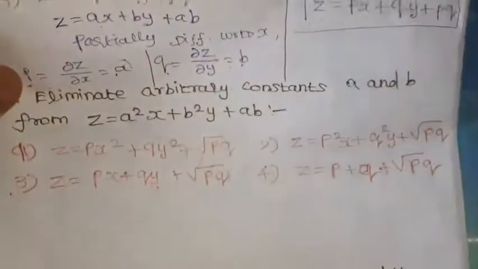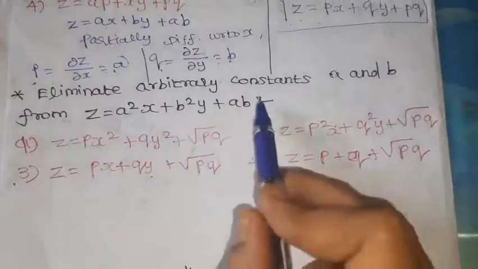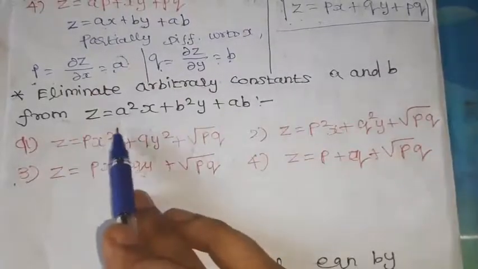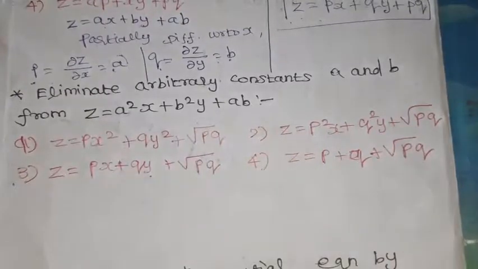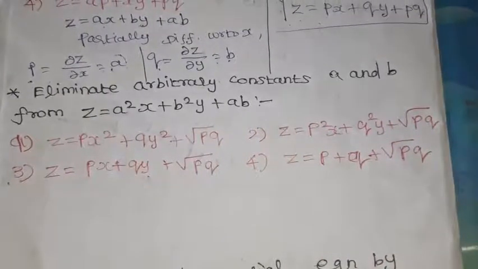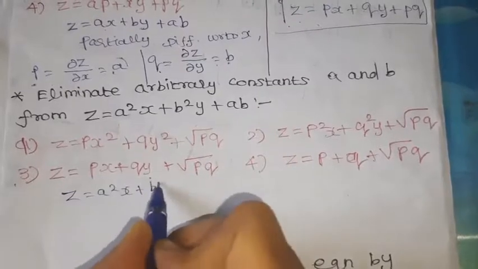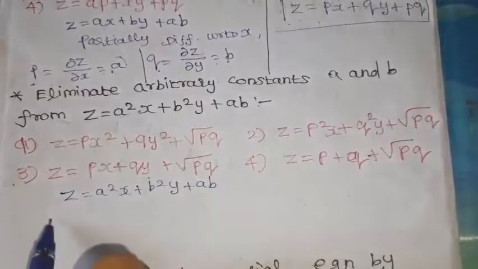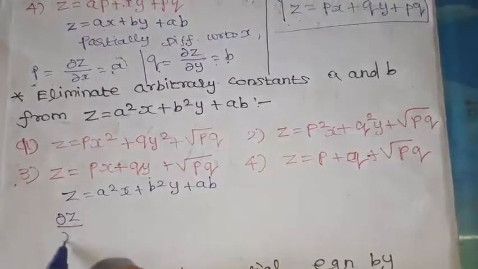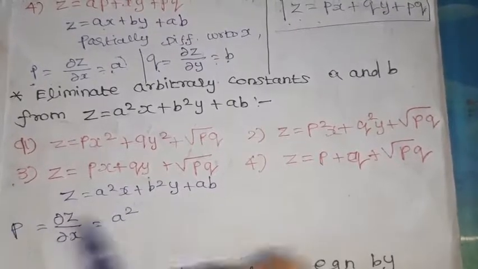We'll move on to the next problem. Eliminate arbitrary constants a and b from z equal to a squared x plus b squared y plus ab. The same concept we need to apply for all problems. So partially differentiate with respect to x first. Dou z by dou x is nothing but a squared, which is equal to p.